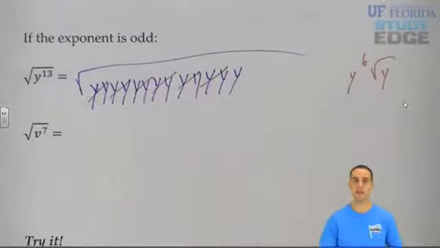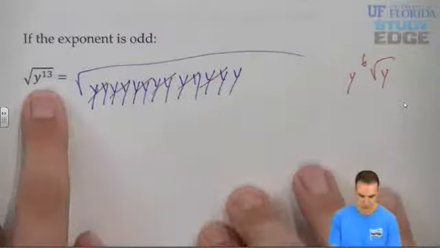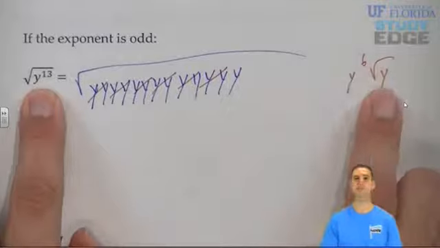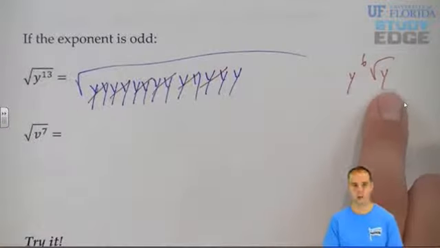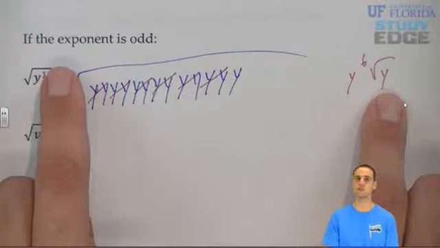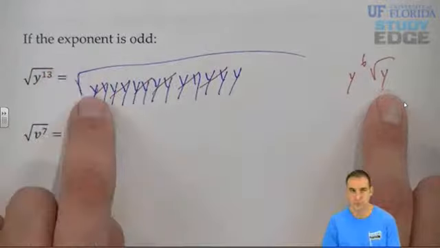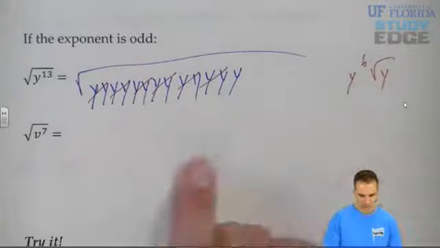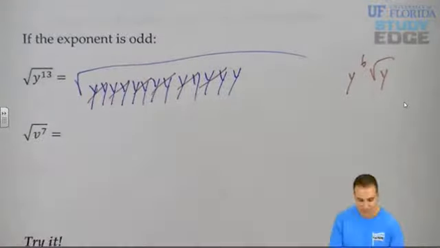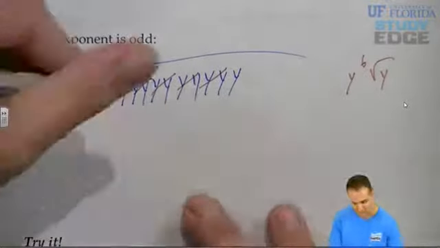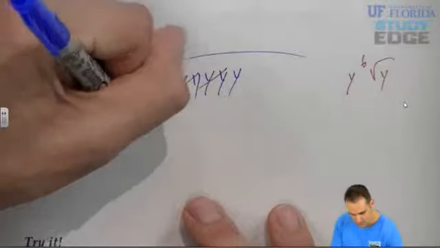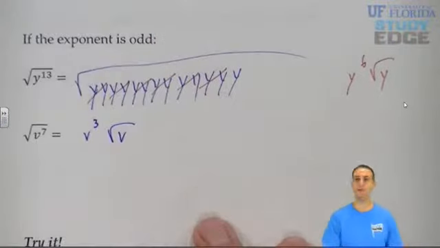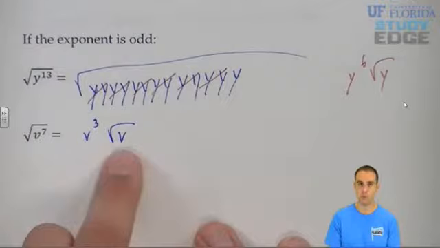Or again, I would ask myself, 2 goes into 13 6 times with 1 left over in the radical. That's how I would work it out. Again, 2 goes into 13 because we have 13 y's, the exponent, 6 times with 1 left over. Just like 2 would go into 7, how many times? 3 times with 1 left over. So if it's odd, you're going to notice that you have 1 left.